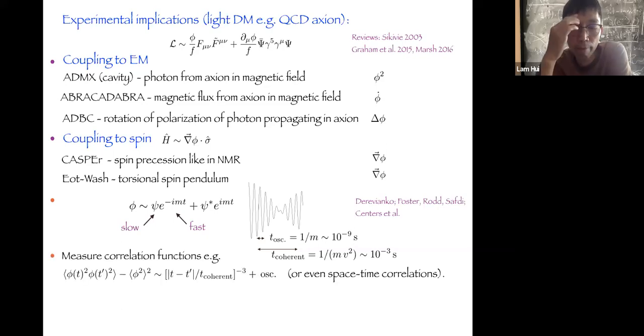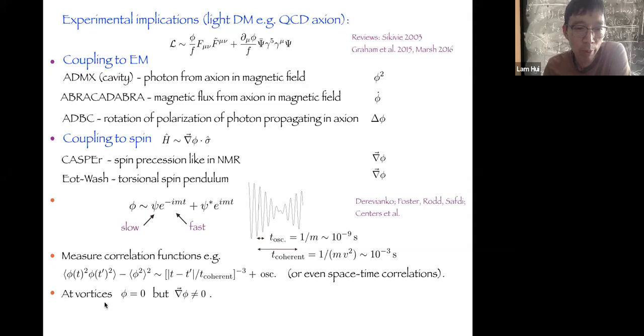This is a big subject, but I just want to leave you with some thought. The fact that this is a stochastic field means it's very natural to think of detection experiments as a measurement or an attempt to measure a correlation function. You can consider correlation function in time. You can consider correlation function in space. You can find these expressions in the review. I'm not going to have time to tell you where they come from.